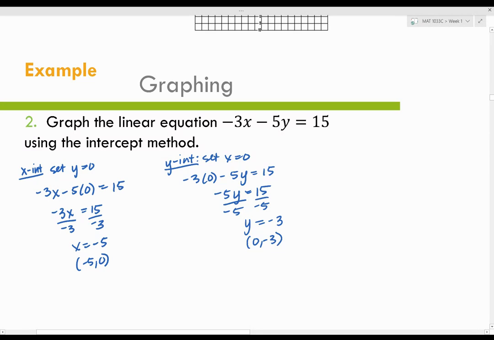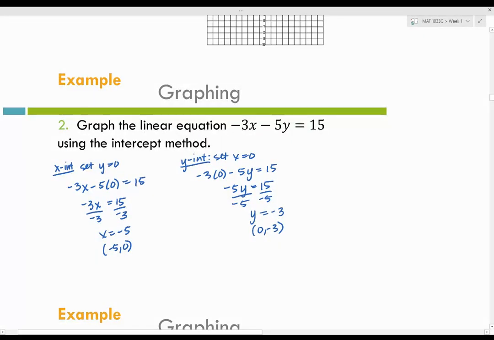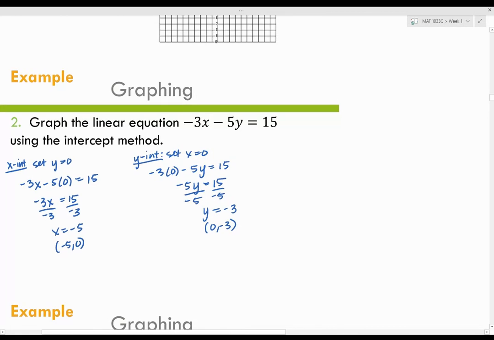So now that I have my x and y intercept, I can graph them just like I did for the problem above. So I'm going to go ahead and sketch in my coordinate system. All right, so to plot my x-intercept, my x is negative this time. So that tells me to move to the left 5 places. 1, 2, 3, 4, 5. And my y-intercept is also negative. So that's going to tell me to go down. 1, 2, 3.